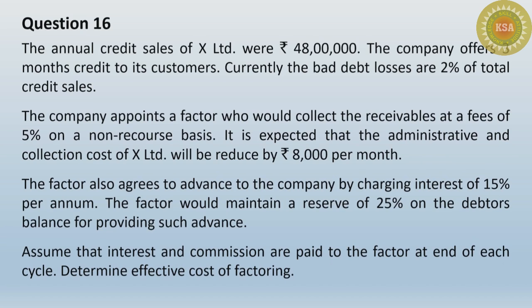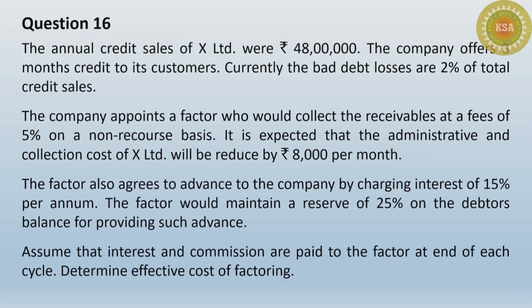The factor also agrees to advance to the company by charging interest of 15% per annum. The factor would maintain a reserve of 25% on the debtors balance for providing such advance. Assume that interest and commission are paid to the factor at the end of each cycle. Determine the effective cost of factoring.